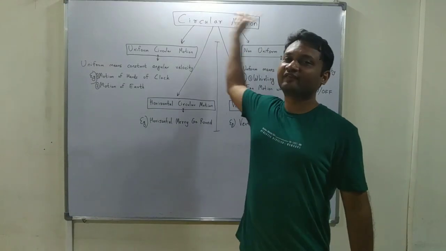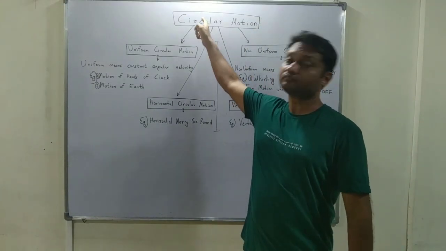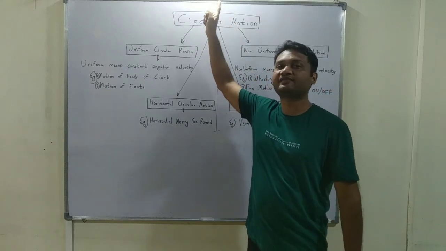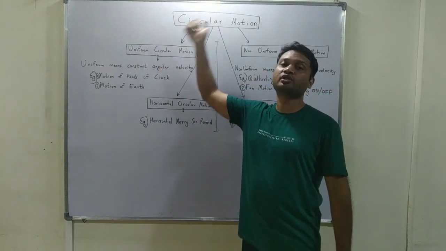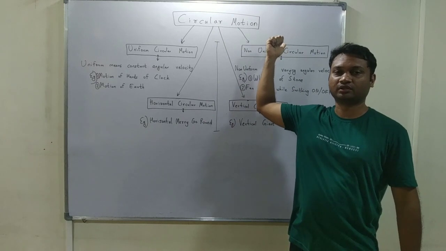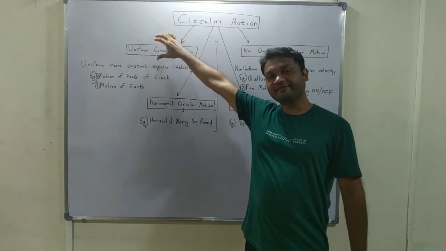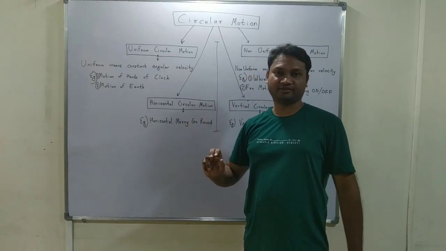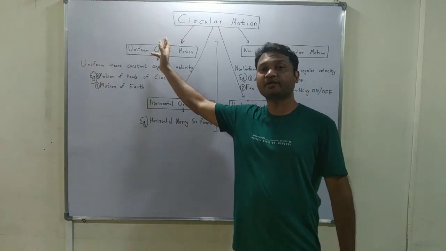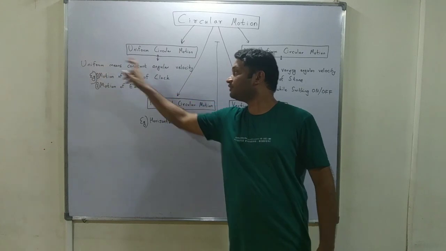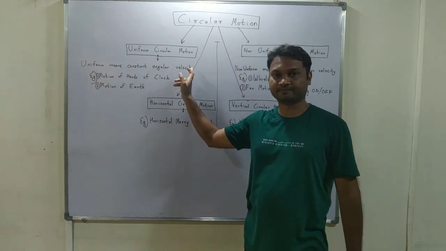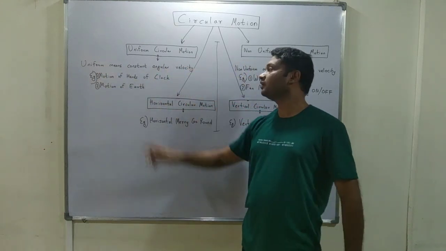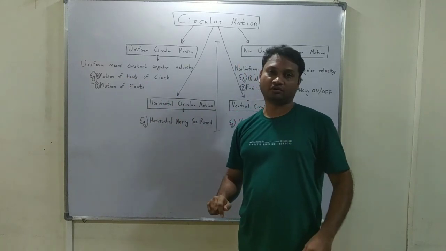Moving on to the classification of circular motion. Circular motion is broadly classified into uniform circular motion and non-uniform circular motion. Uniform circular motion refers to circular motion with constant angular velocity. Example, motion of hands of clock.